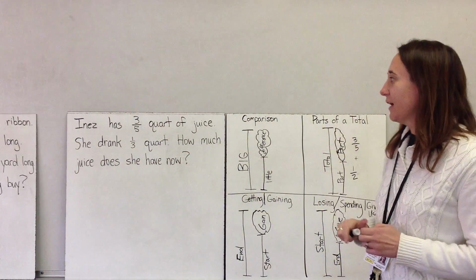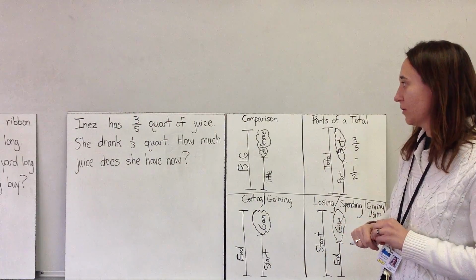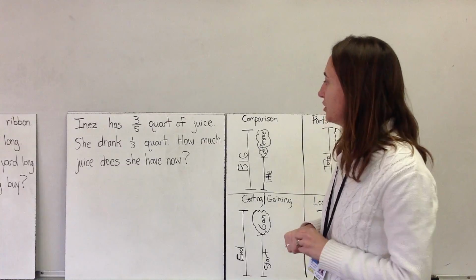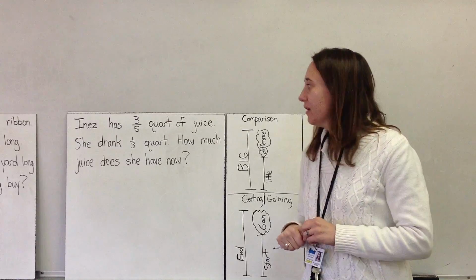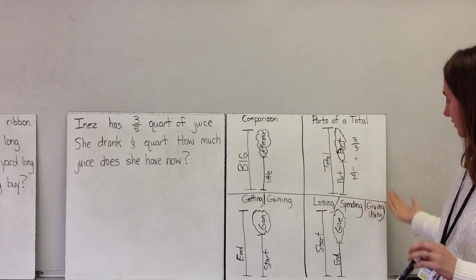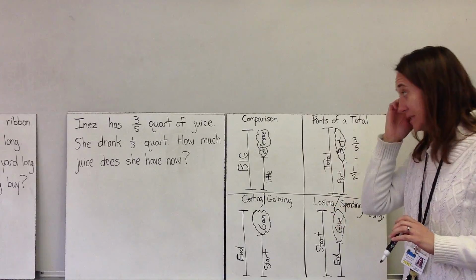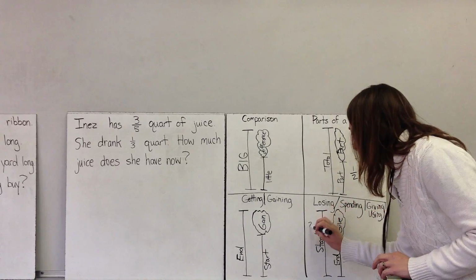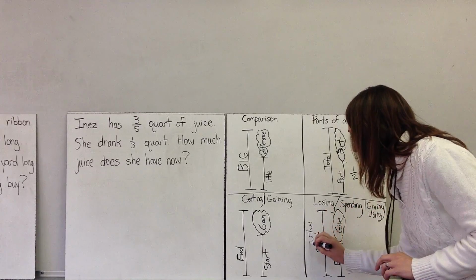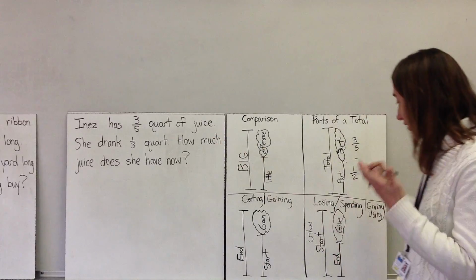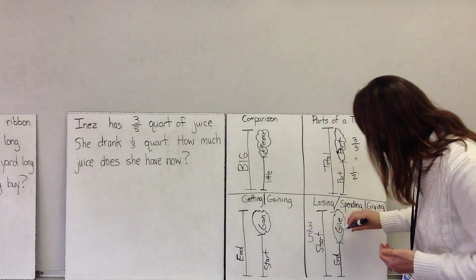In this case, we have Inez has 3/5 quart of juice. She drank 1/3 quart. How much juice does she have now? So in this case, Inez is using something or spending something. It tells us how much she starts out with, 3/5. It tells us how much she drank or used. In this case, we're going to put used.